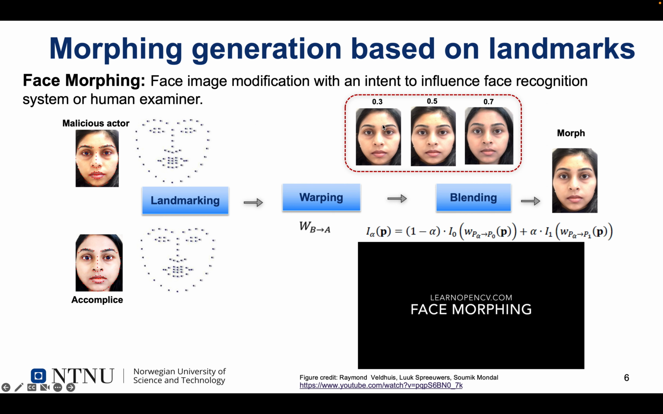For example, if you use 0.3, then the outcome of the morph image will be similar to that of the malicious actor. If it is 0.5, both are equally weighted. If it is 0.7, then the outcome of the face morphing is more towards the accomplice. So the attacker can use any of these weighting factors depending on the application to obtain the passport. Once the passport is obtained, since the morphed image can fool the face recognition system, both the malicious actor and the accomplice can use this passport to fool the automatic border control system.